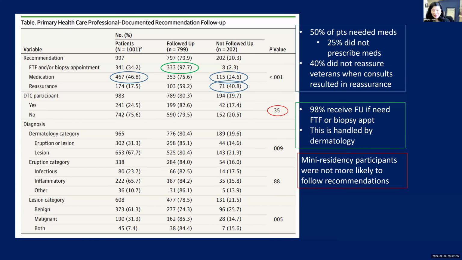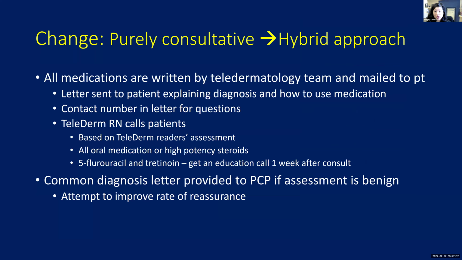Some of these primary care doctors actually went to what we call a mini residency, where we could teach them some basic derm stuff. And those in our analysis were not more likely to follow recommendations. So that's not the answer to this. What turned out to be the answer was to take more of a hybrid approach.